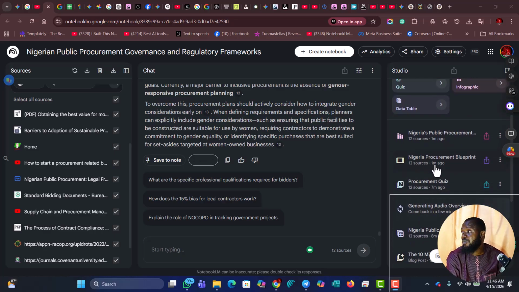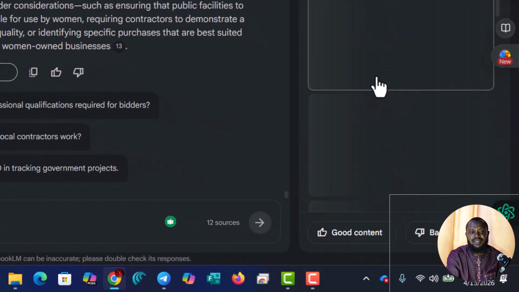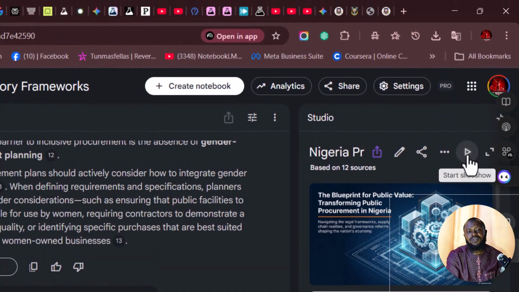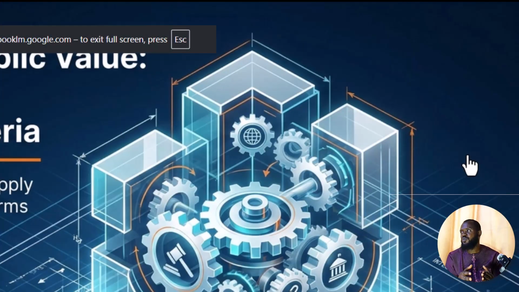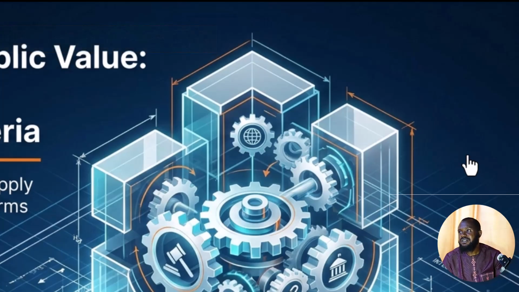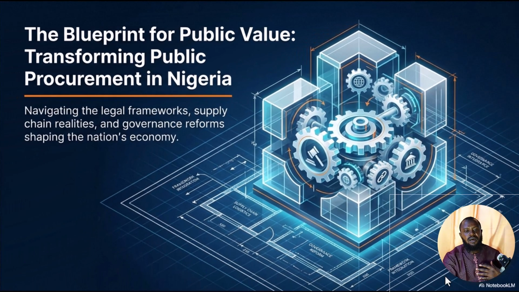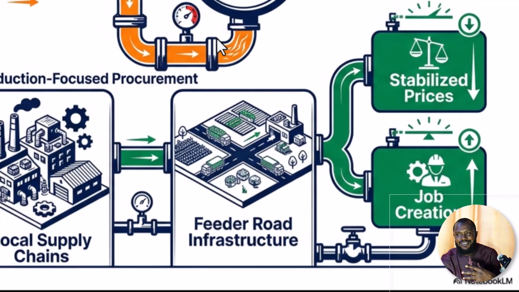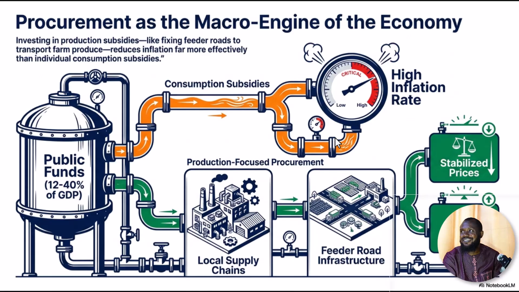So our PowerPoint that it has generated. If you are now done with your work and you want to create a PowerPoint to present, this is it here. This is our slide deck. So let's look at what it has created for us. Now tell me how long it's going to take you to design this kind of PowerPoint. Now look at what it has given us: the blueprint for public value, transforming public procurement in Nigeria. Look at this. If it's what our DG uses for presentation, people are just looking at that day.